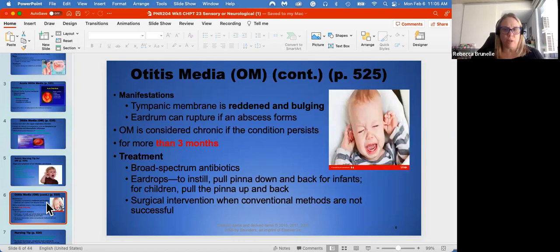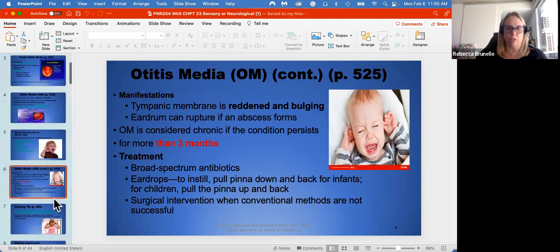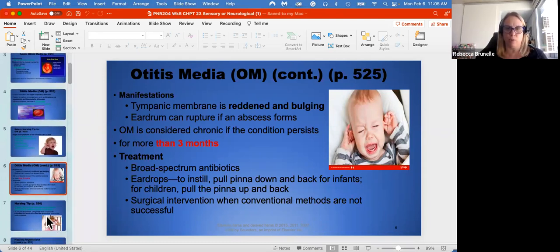We talked about this: it's usually broad spectrum antibiotics, and you need to make sure they take the full course. Sometimes they do the eardrops. The eardrops are most common with the otitis externa. And the surgical intervention would be putting the tubes in the ears. That is done for kids that have recurrent ear infections that have required multiple antibiotic courses.